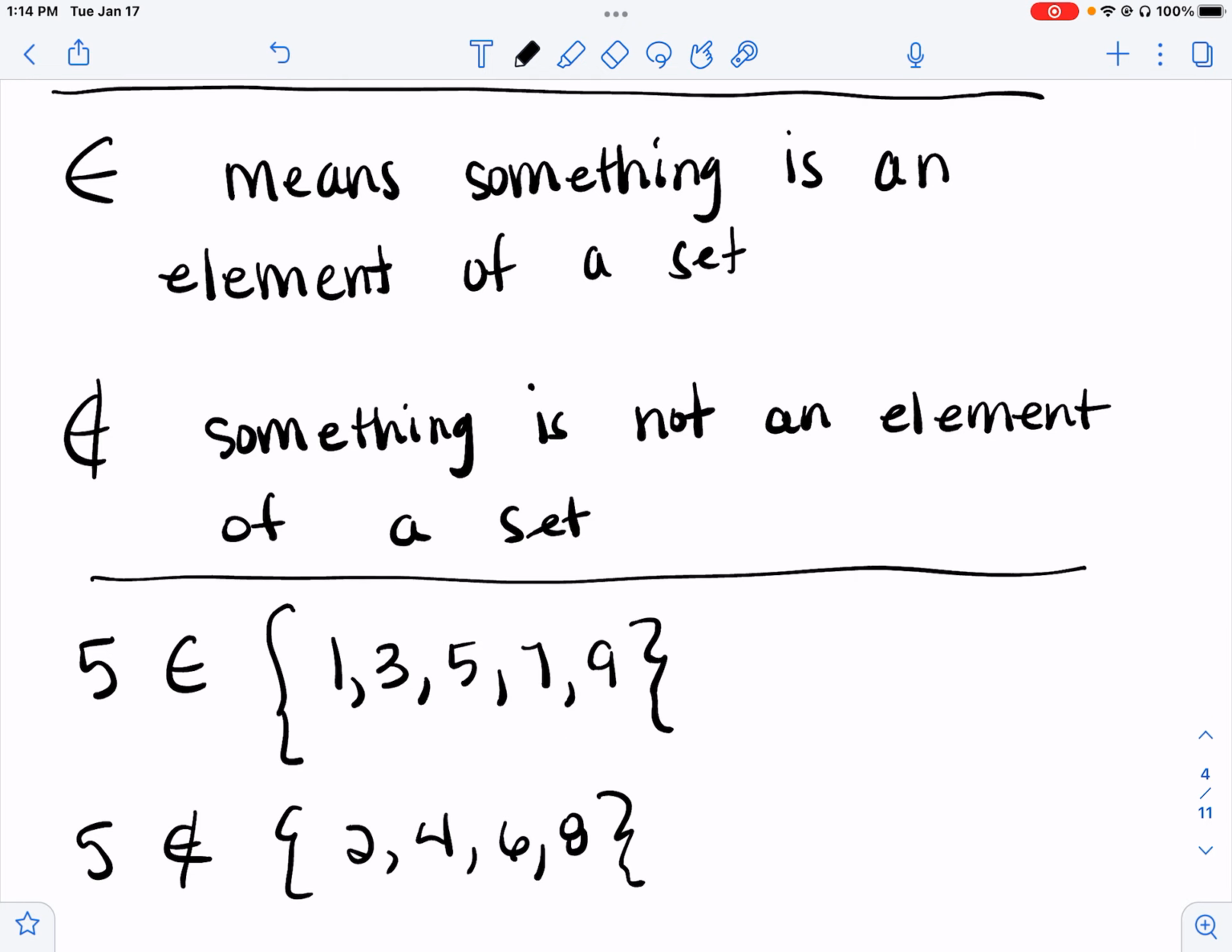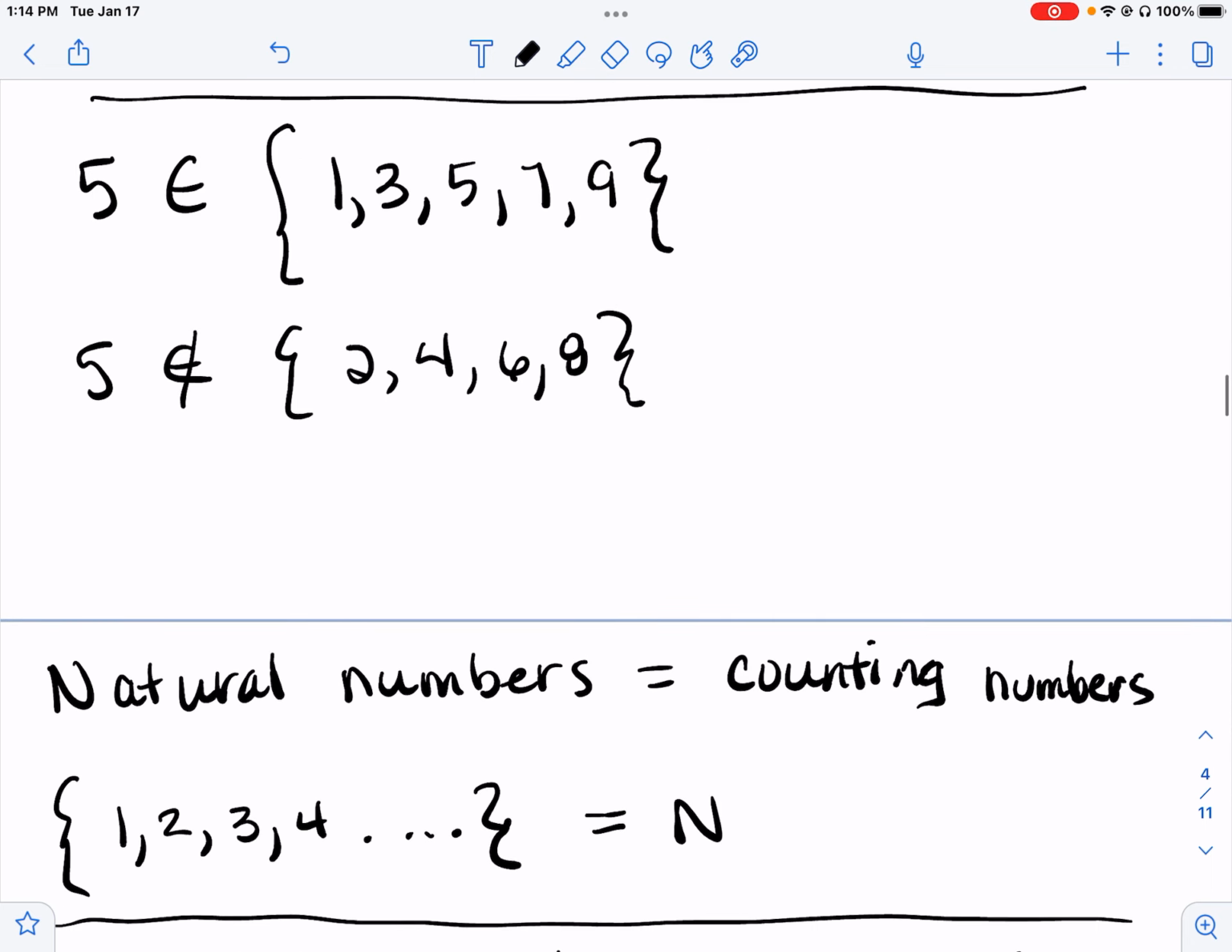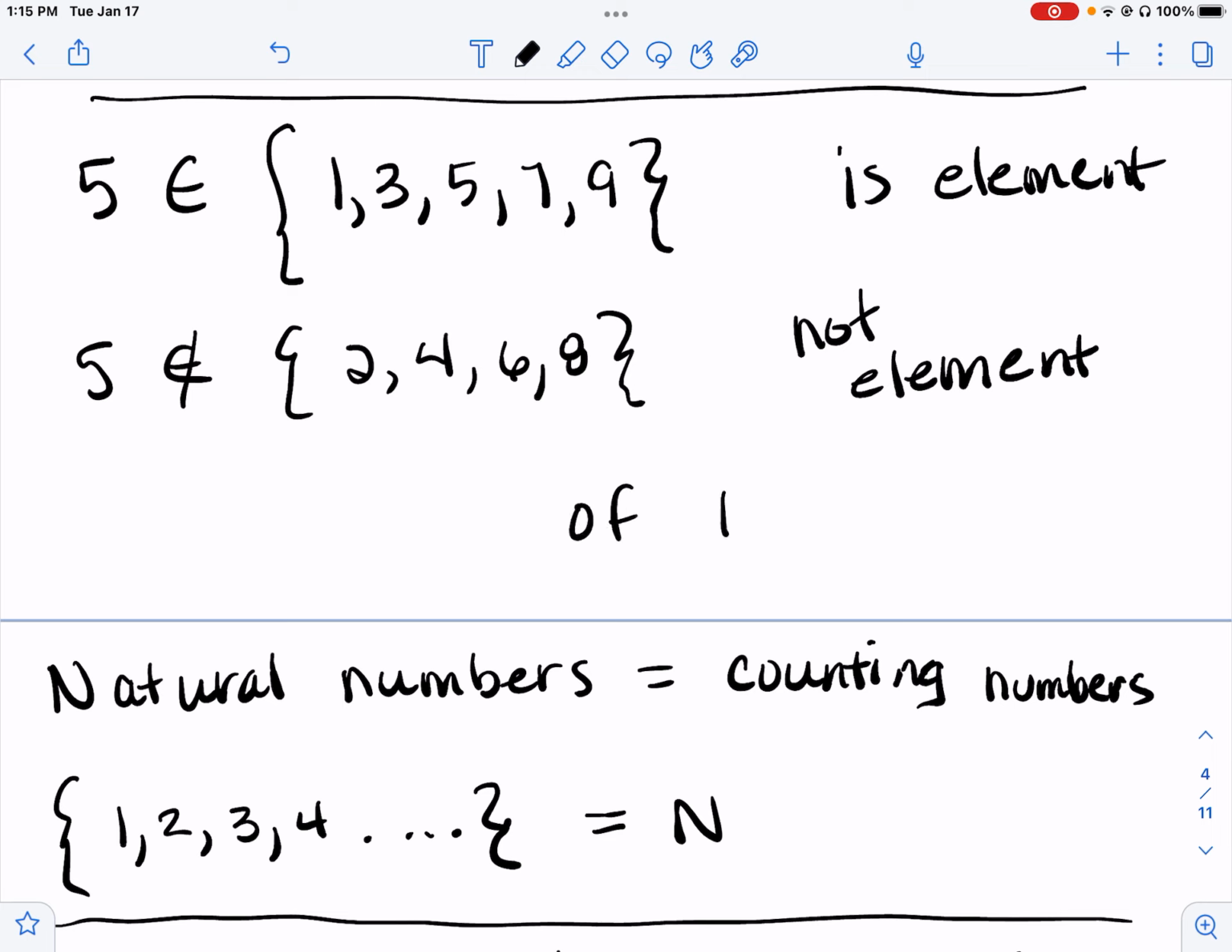Okay, that next symbol that kind of looks like an E means something is an element of a set. With a line through it means something is not an element of a set. Okay, so 5 is an element of 1, 3, 5, 7, 9, but 5 is not an element of 2, 4, 6, 8. Okay, it is an element, not an element of the set.